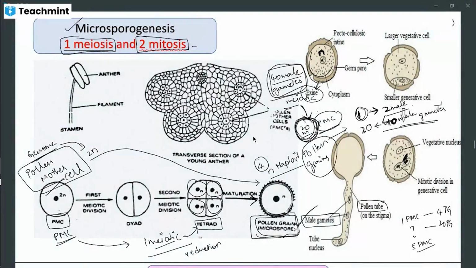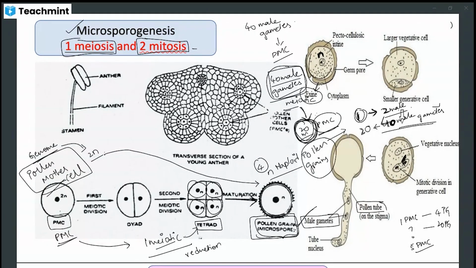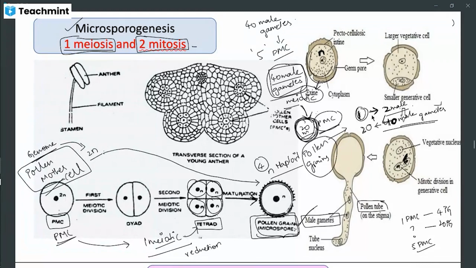So for the production of 40 male gametes, how many pollen mother cells do you require? You can unmute and please answer. Anyone? To produce 40 male gametes, how many do you require? 5 pollen mother cells. Yeah. Or you can type in the chat box. Please do remember, these types of questions are very common. So for the production of 40 male gametes, you require 5 pollen mother cells. So if you require 5 pollen mother cells, how many meiotic divisions does it require to produce 40 male gametes then?